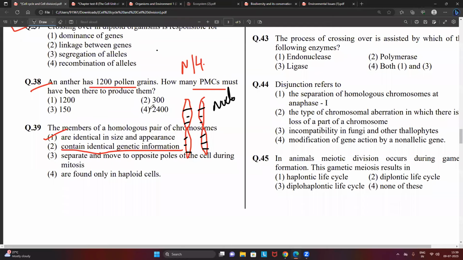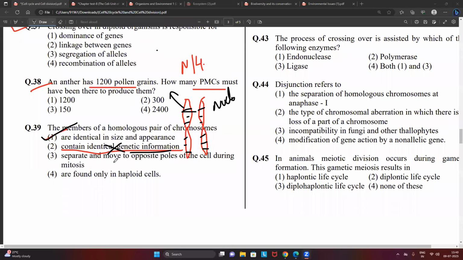No need to get confused with that point. They never contain identical genetic information. They look similar structure wise, appearance wise and size wise, but not with respect to information. Gene location is the same, but the nucleotide sequence in that particular gene will be different. Hope everyone is getting my point correctly. Hence option 1 is correct. They are identical in size and appearance, but they never contain the same information. If they contained the same information, what is the use of having two? Then why would I call them homologous? What would be the significance?